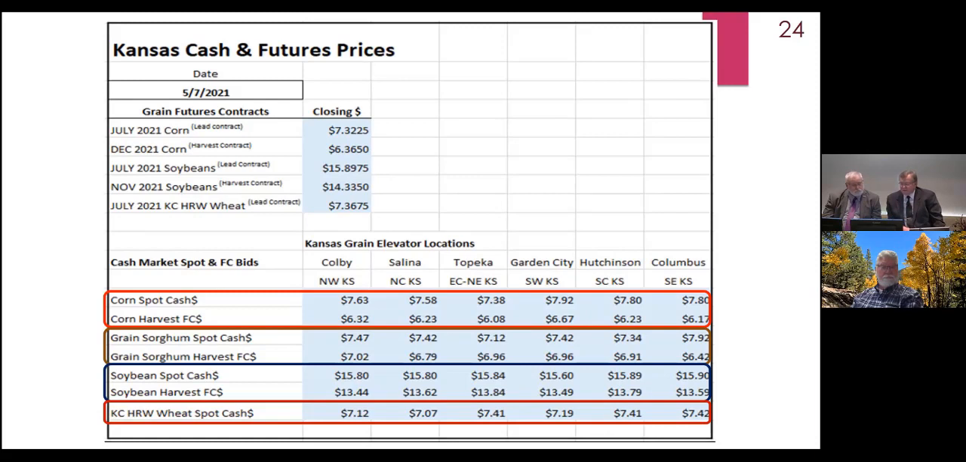Note that the spot cash price in Garden City, where the feedlots are, for wheat, 7.19 per bushel, is less than the corn price of 7.92. So when we talk about our expectations of wheat feeding, it stems from that type of price differential with wheat prices being less than otherwise. So anyway, that's kind of where we're at.